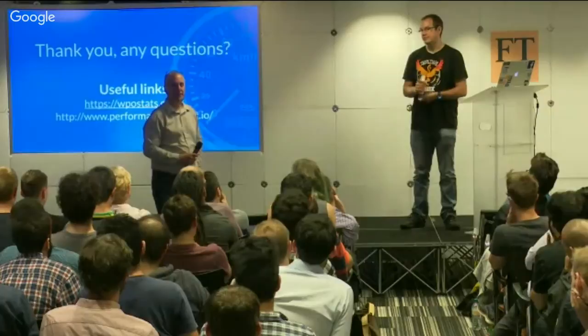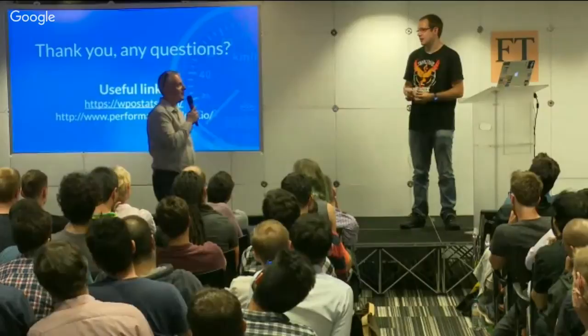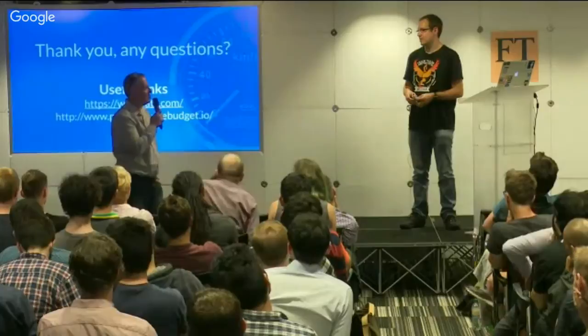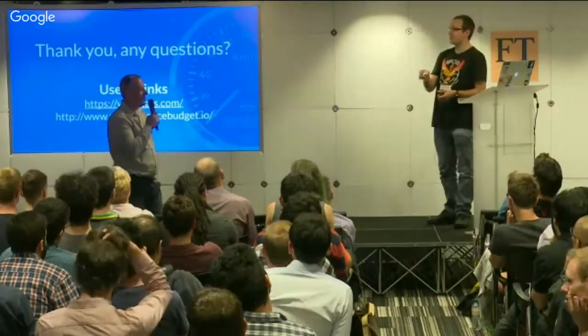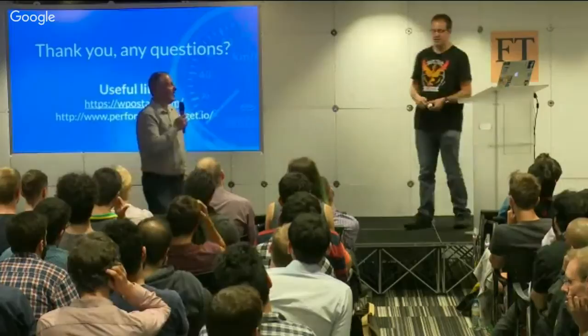I've got one general question on your performance budget.io. You talked about the average ratio of components on a page. Where and what did you use to base those statistics on? I can't remember. I was hoping you were going to say HTTP Archive query, but I think it probably was. Yes, it's HTTP Archive, I think so.